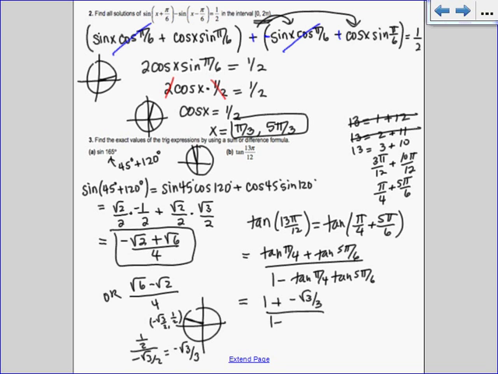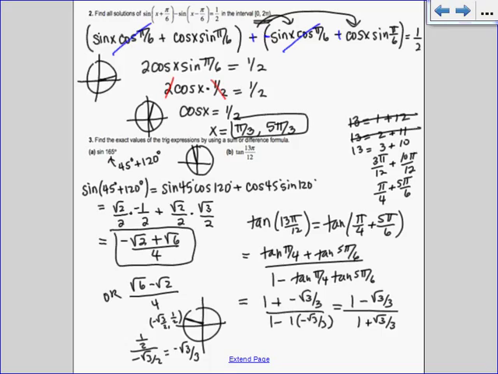So we have 1 minus 1 times negative root 3 over 3. So we get the very messy 1 minus root 3 over 3 divided by 1 plus root 3 over 3. And I'm going to guess that MathXL will not accept this as an answer. I won't accept it on the test either.